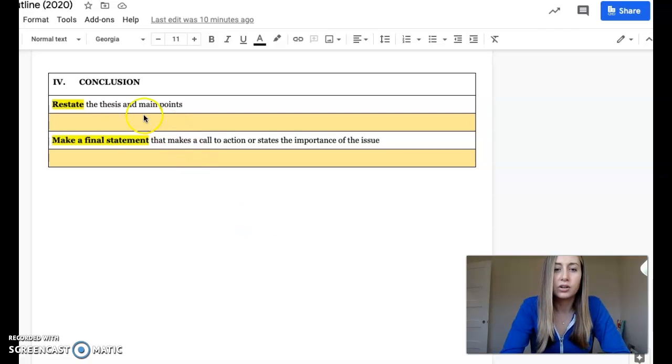But in the conclusion, you're going to restate the thesis and main points like you generally do in a conclusion paragraph. Don't restate it the exact same way, but restate it in a different way. And then you're going to make the final statement that makes a call to action or states the importance of the issue. So the last statement that you make really needs to emphasize the importance of this issue or calls for people to do something and act because of how important it is.